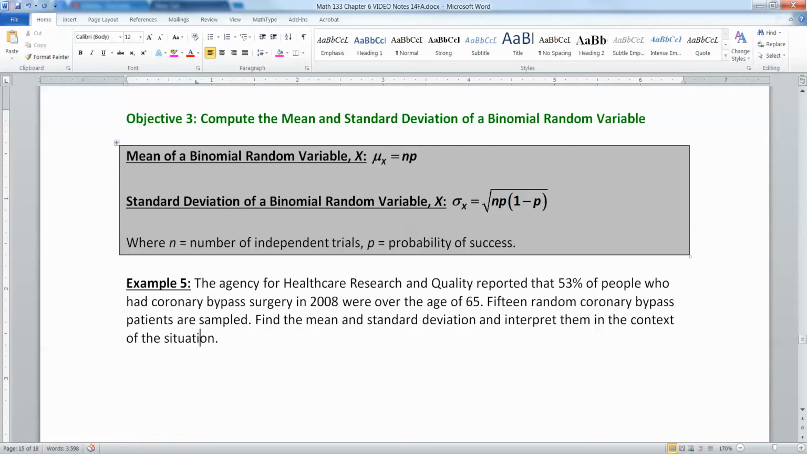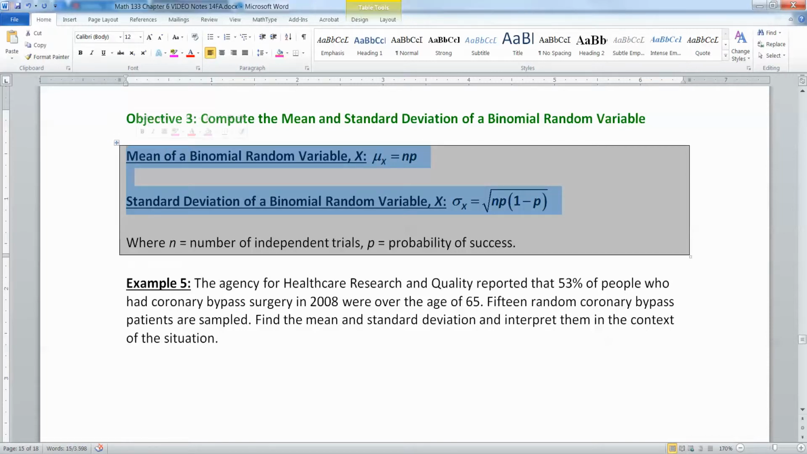But these formulas only work if the experiment is a binomial random experiment. If it doesn't satisfy all those properties of a binomial experiment, then these formulas will not work. But if they do work, they are nice and easy to use. And of course, as usual, you don't have to memorize them. You can put them right on your note sheet for your exams. So it's just a question of using them when they're appropriate.